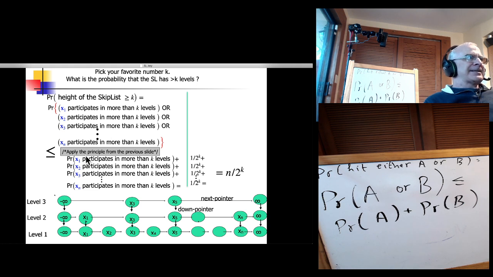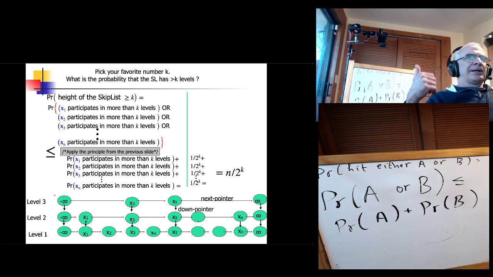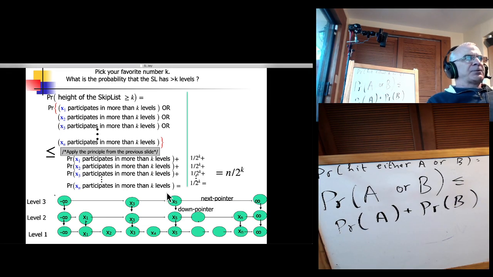And instead, I'm saying that this number is smaller than a number that is very easy for me to calculate. Because this number is just the chance that x1 is a bad guy plus the probability that x2 is a bad guy, the probability that x3 is a bad guy, and so on. Just adding up these numbers. Instead of just A and B, I have A1 and A2 and A3 and A4, all the way up to AN. And the events that might or might not happen is that xn participates in more than k levels. So I'm going to sum up all these numbers.